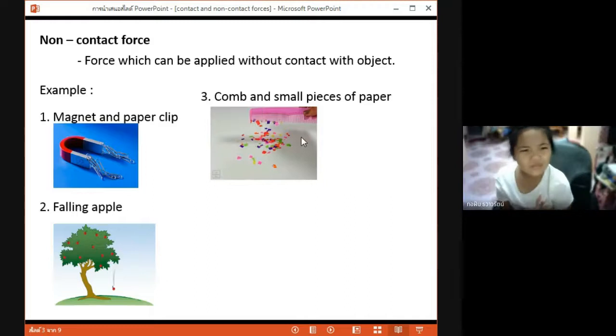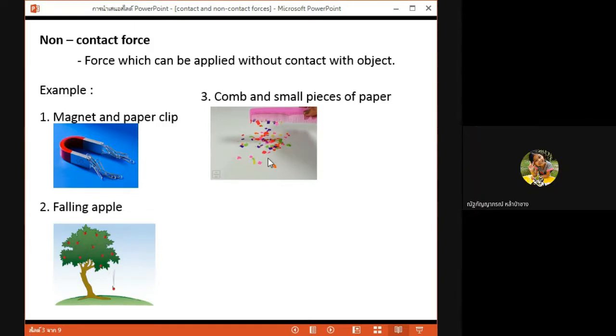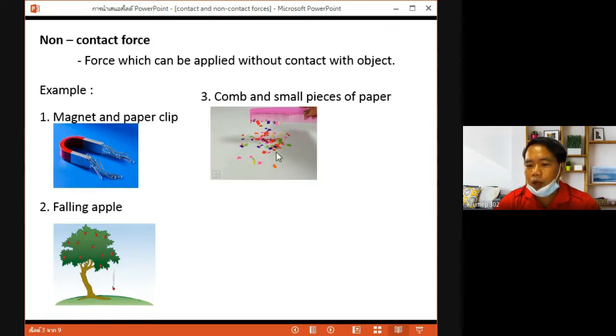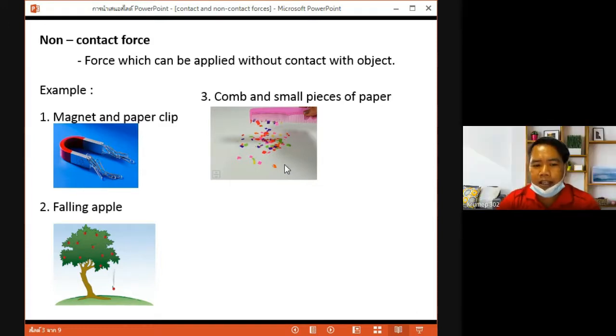So we have here a picture. You can see small pieces of paper. If you use your comb and put it near the paper, it will connect. Understand? Example number 3. So you can observe this one at home. Or your pencil, you can rub first, then put it near it. The paper will connect to your pencil.